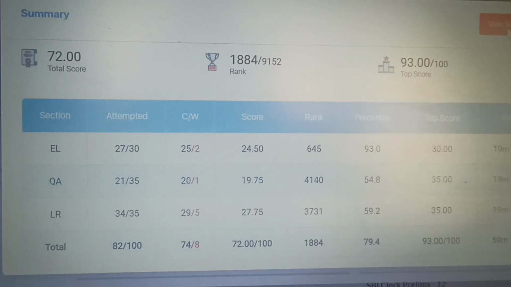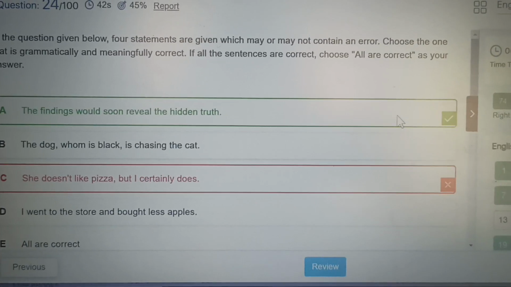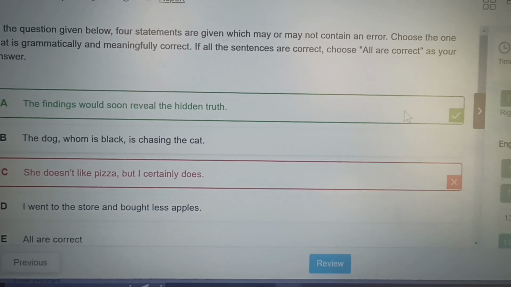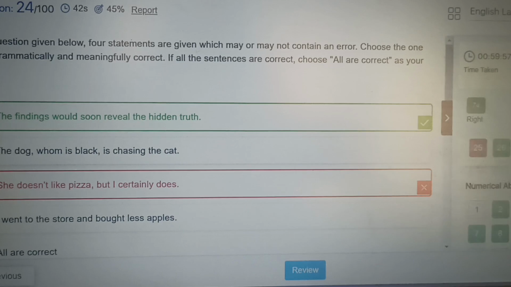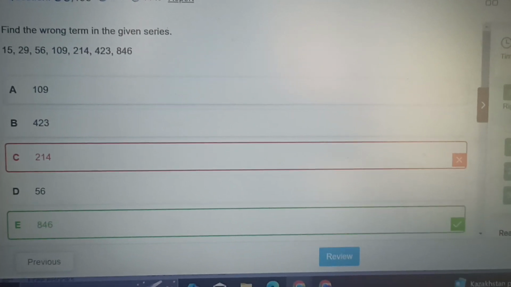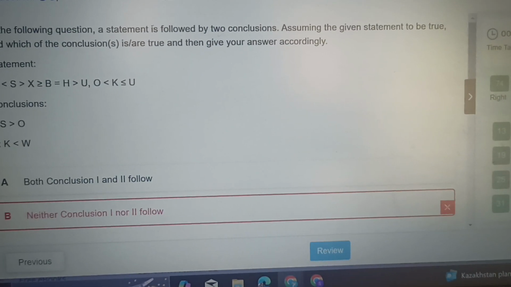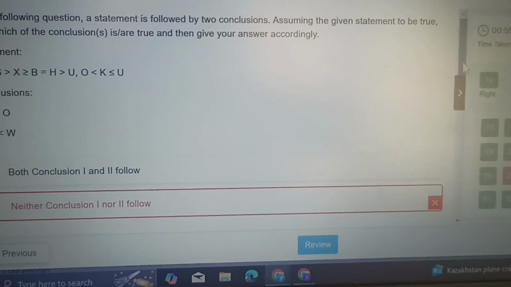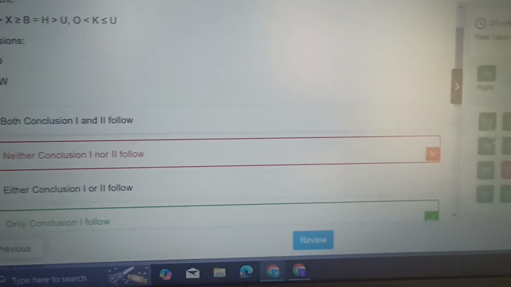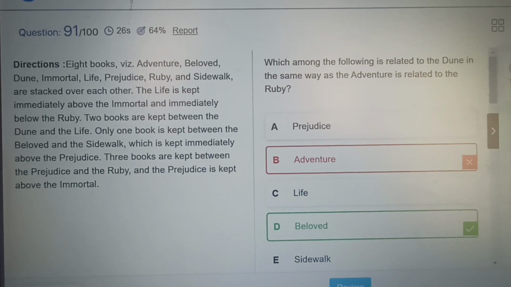So let's see where I made a mistake. Okay, I made a mistake in the error detection part. This is a silly mistake I did. Okay, even this also.